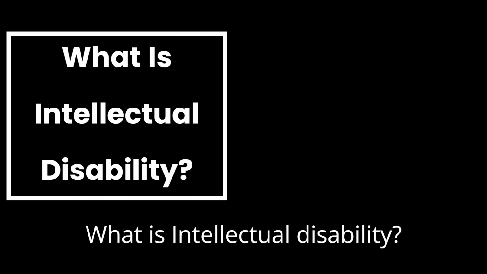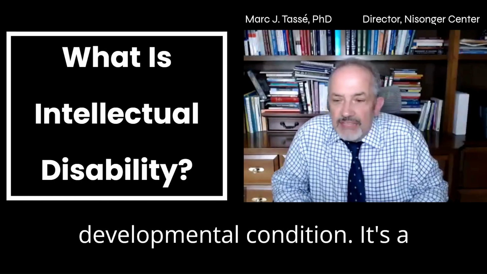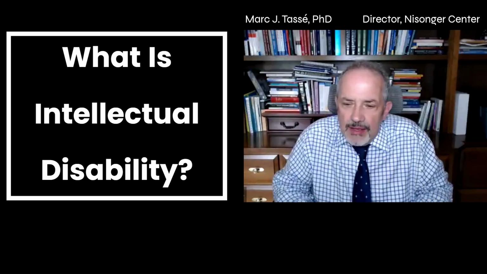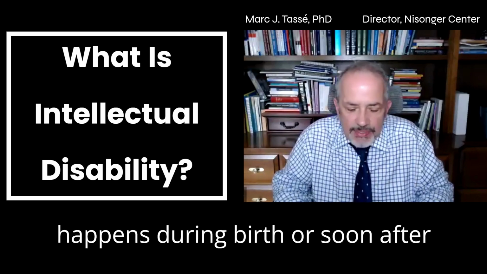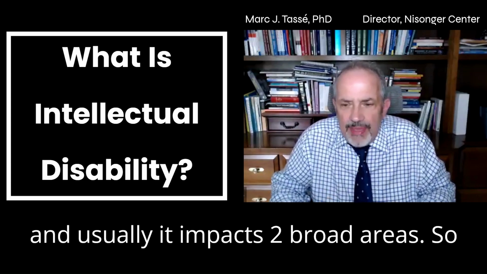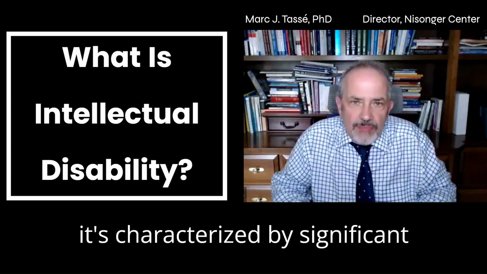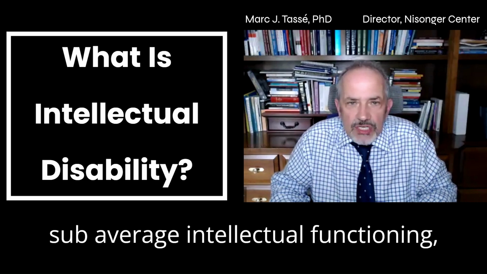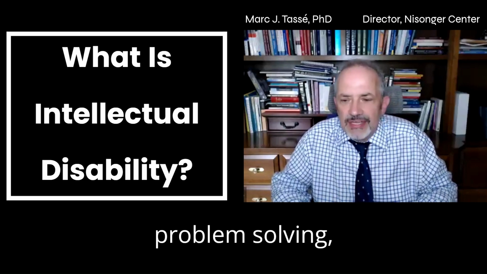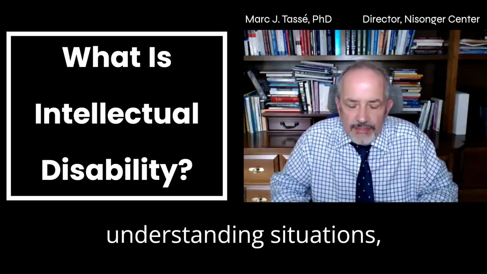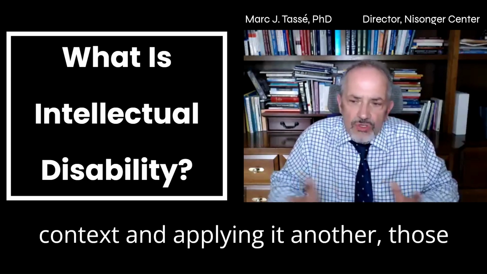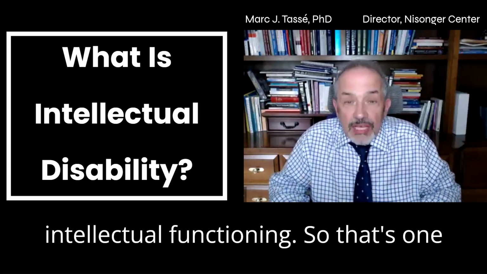What is intellectual disability? Intellectual disability is a developmental condition. It's a condition that occurs either before birth, during birth, or soon after birth, during the developmental period. And usually it impacts two broad areas. So it's characterized by significant sub-average intellectual functioning, which are skills like abstract thinking, problem solving, understanding situations, learning, using what you learn in one context and applying it in another. Those are the broad elements of intellectual functioning.